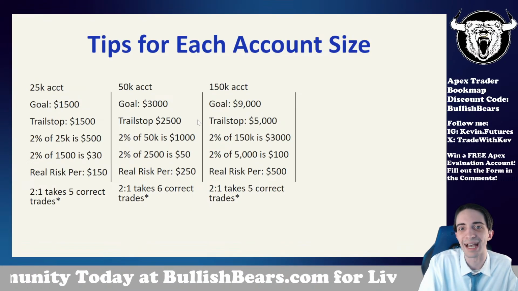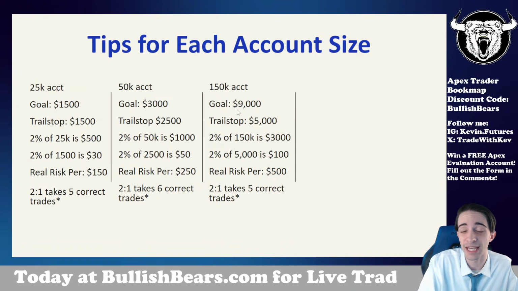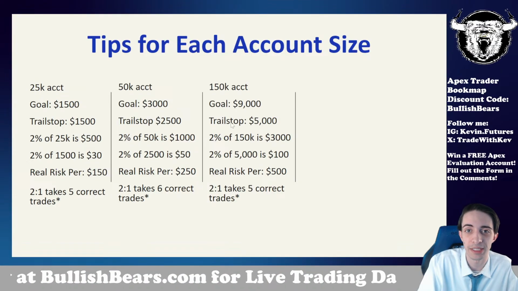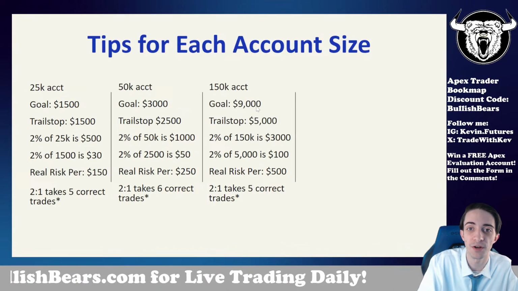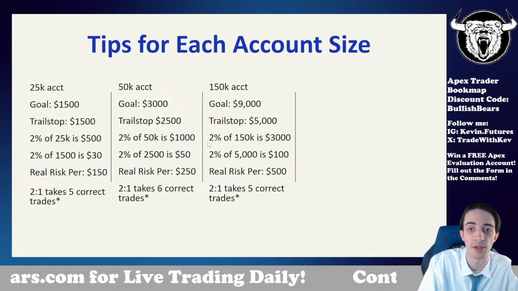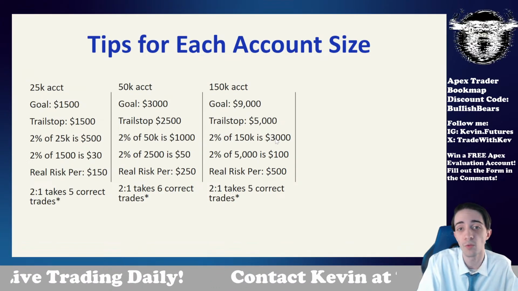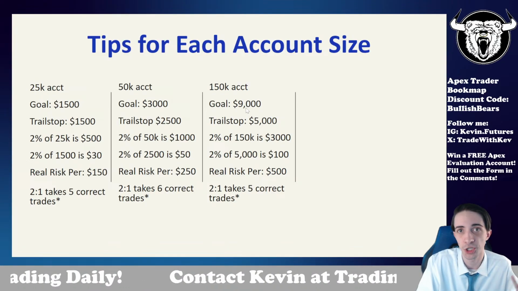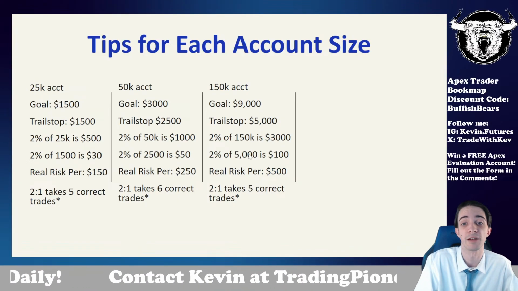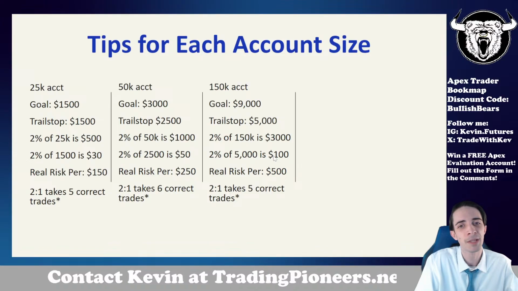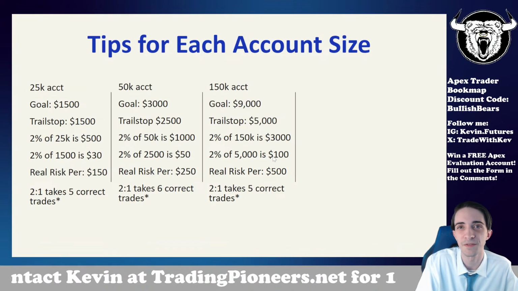150k account, the goal is 9,000, trail stop is 5,000. So look how wide the trail stop and goal are. The goal is much further and the trail stop is much closer. 2% of 150k is 3,000, but same situation. We don't want to be out of our account in just 3 trades. But 2% of 5,000 is only 100, risking only $100 per 150k account.